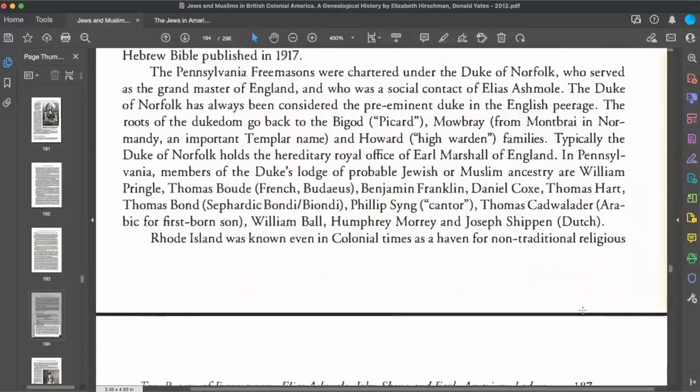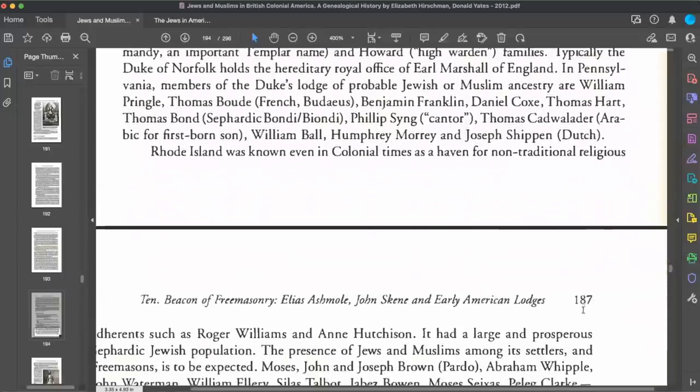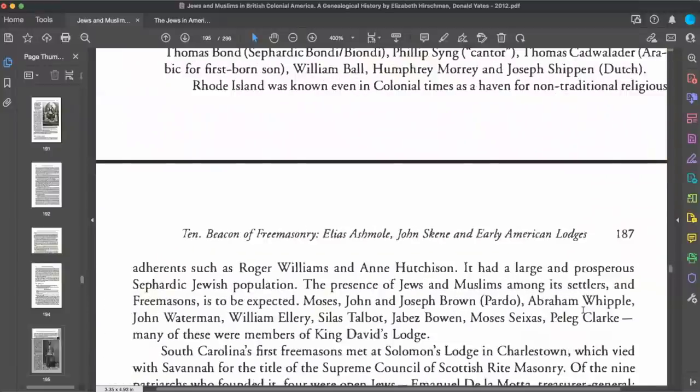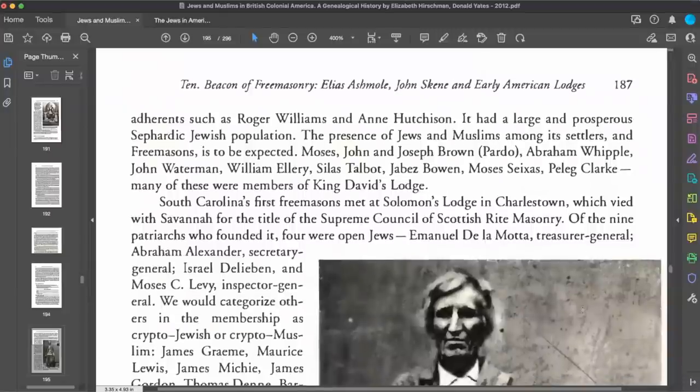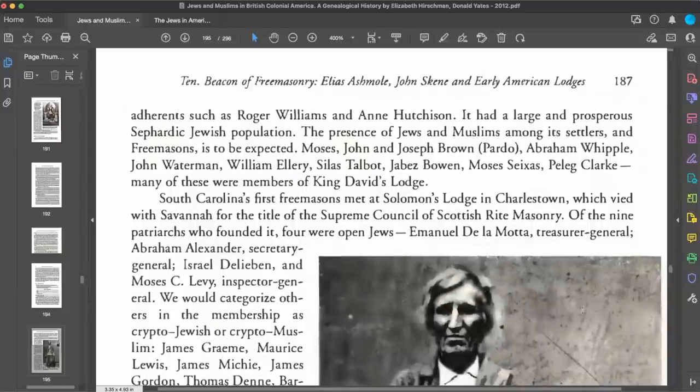Rhode Island was known even in colonial times as a haven for non-traditional religious adherents such as Roger Williams and Anne Hutchinson. It had a large and prosperous Sephardic Jewish population. The presence of Jews and Muslims among its settlers and Freemasons is to be expected. Moses, John, and Joseph Brown, for Pardo, Brown is Pardo or Brown, Abraham Whipple, John Waterman, William Ellery, Silas Talbot, Jabez Bowen, Moses Seixas, Pelick Clark, many of these were members of King David's Lodge.